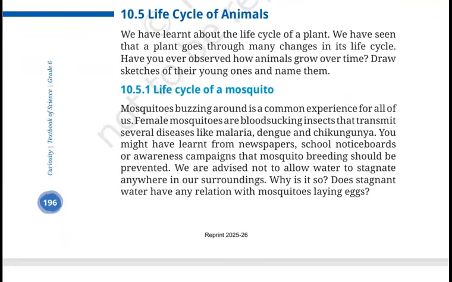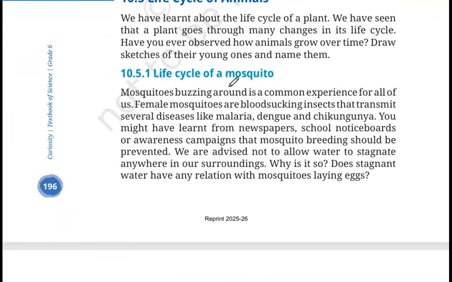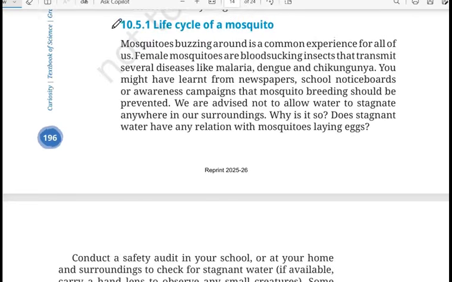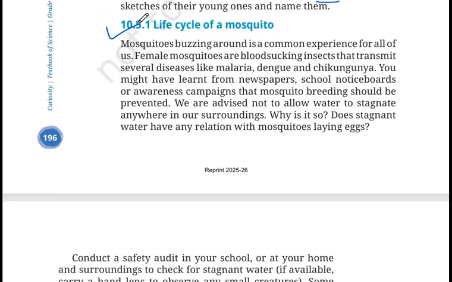Now, let us go into the life cycle of animals. Just like we learnt about the life cycle of a plant, we also have the life cycle of animals because they also grow over time. So let us see, draw sketches of their young ones and name them. Firstly, we have the life cycle of a mosquito.